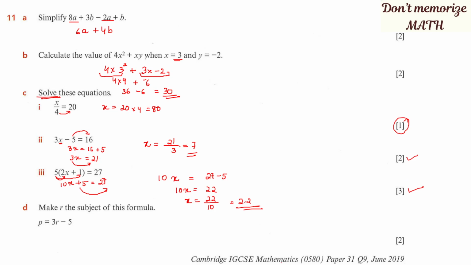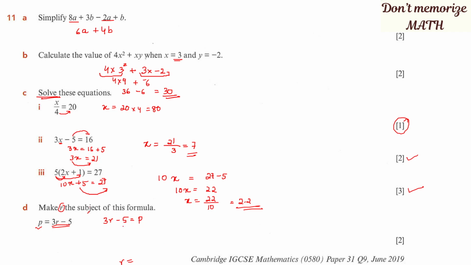Okay, then make R the subject of this formula. So R is in this part, so I will just write 3R minus 5 is equal to P. Making the subject means, here P is the subject. We are writing P equal to, right? We need to change the subject as R. That means by the end you have to get R equal to. Okay, that is the meaning of changing the subject.